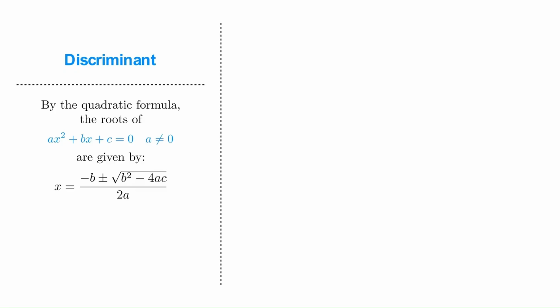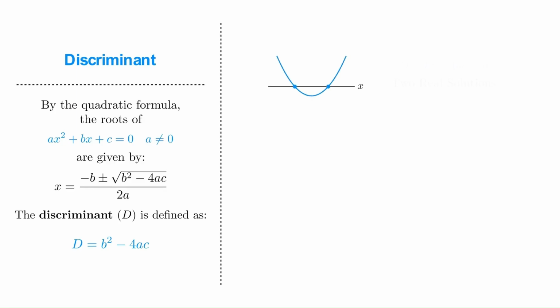The expression inside the square root is known as the discriminant, commonly denoted by the capital letter D. The value of the discriminant determines the number of real solutions the quadratic equation has. First, if the discriminant is greater than 0, the equation has two distinct real solutions. Graphically, this means the parabola crosses the x-axis at 2 points.